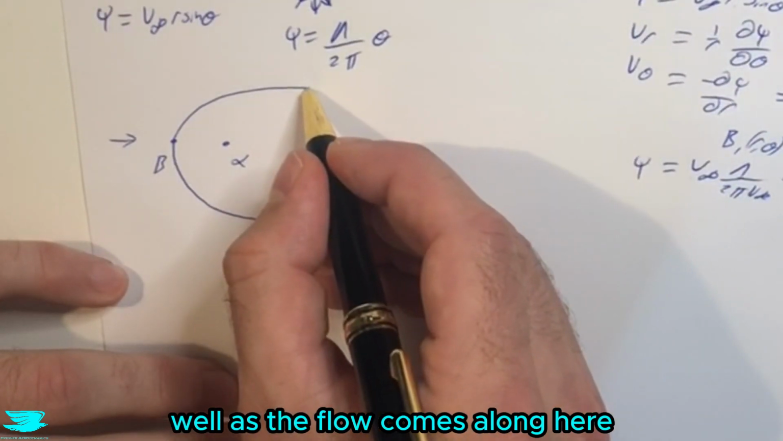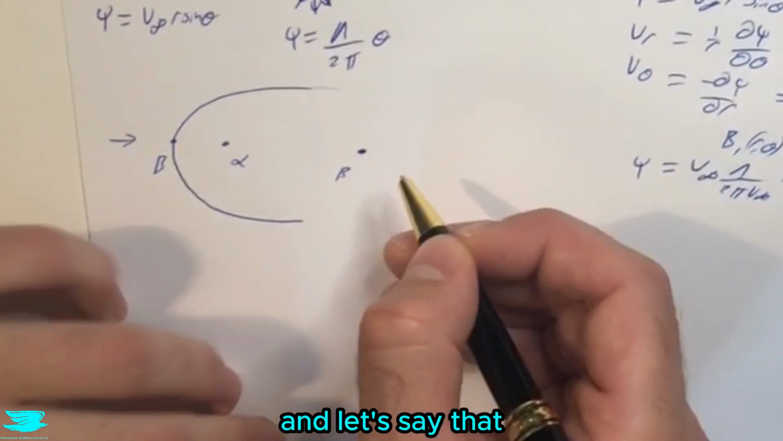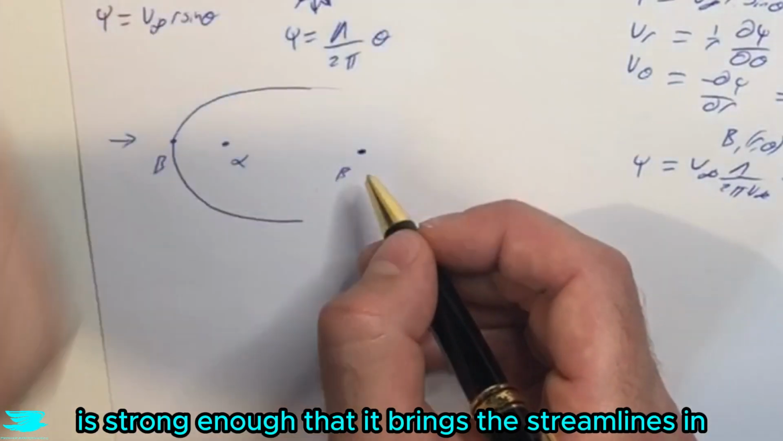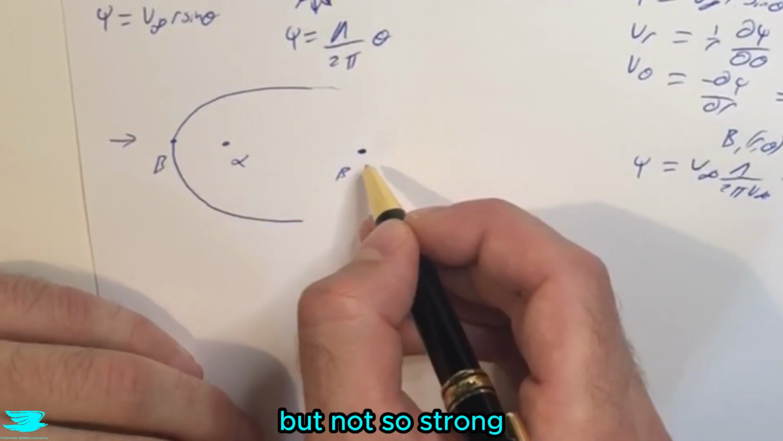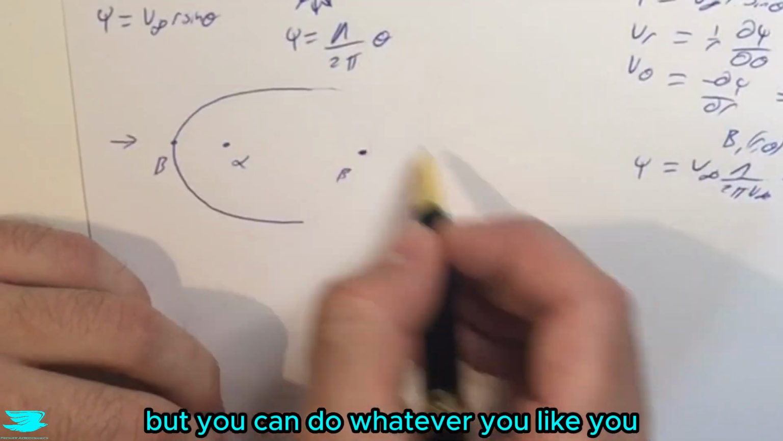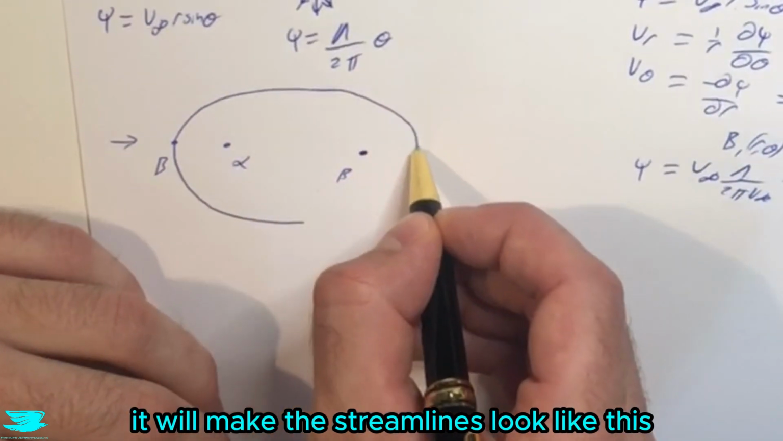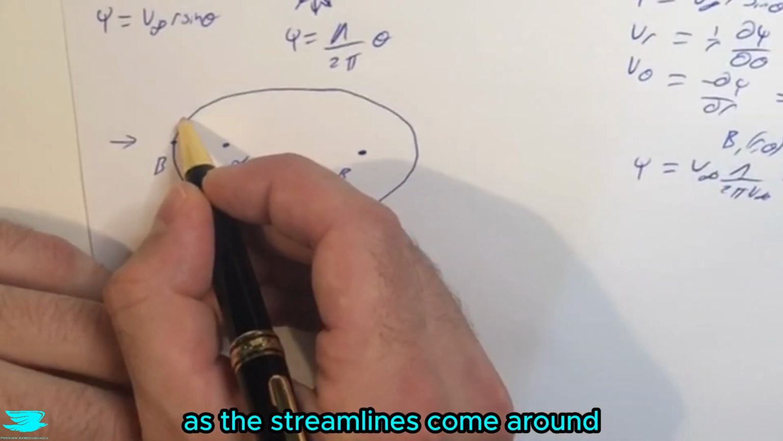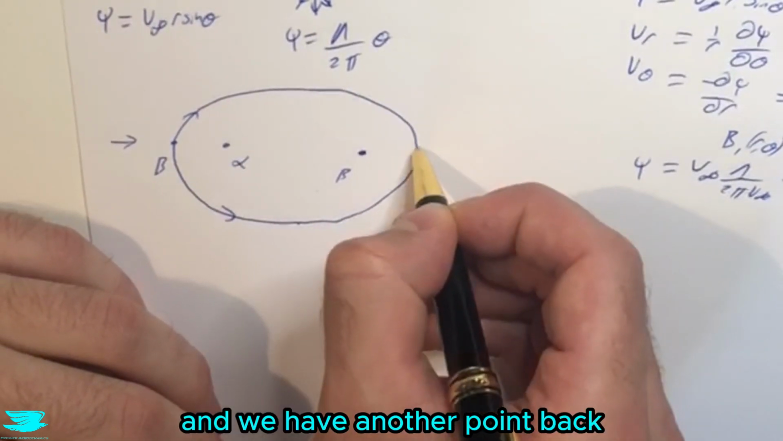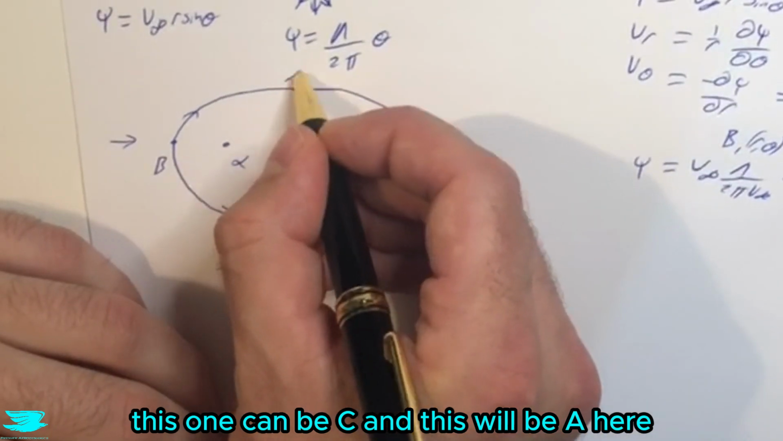As the flow comes along here, this streamline is going to get sucked in somehow. Let's say the source and the sink here are strong enough that it brings the streamlines in, but not so strong that it pulls them straight into the sink, just for aesthetics. But you can do whatever you like. You can put it as strong or as weak as you like. Let's just say it will make the streamlines look like this as they come around, because it's pulling the streamlines in. And we have another point back here where they converge, and let's call that D. This one can be C, and this one can be A here.